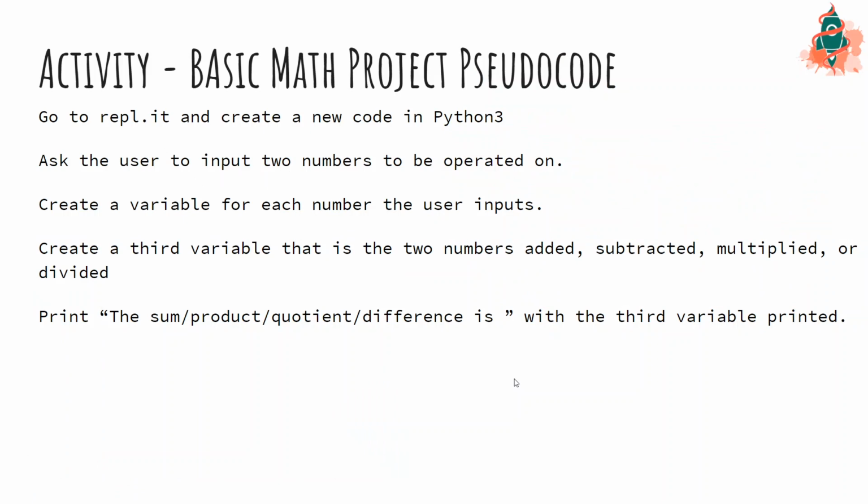I want you to do a basic activity right now. Go to repl.it and create a new code in Python 3. Ask the user to input 2 numbers to be operated on. Create a variable for each number the user inputs. Create a third variable that is the 2 numbers added, subtracted, multiplied, or divided, and print the sum, product, quotient, or difference with the third variable printed. Pause the video and try doing that.